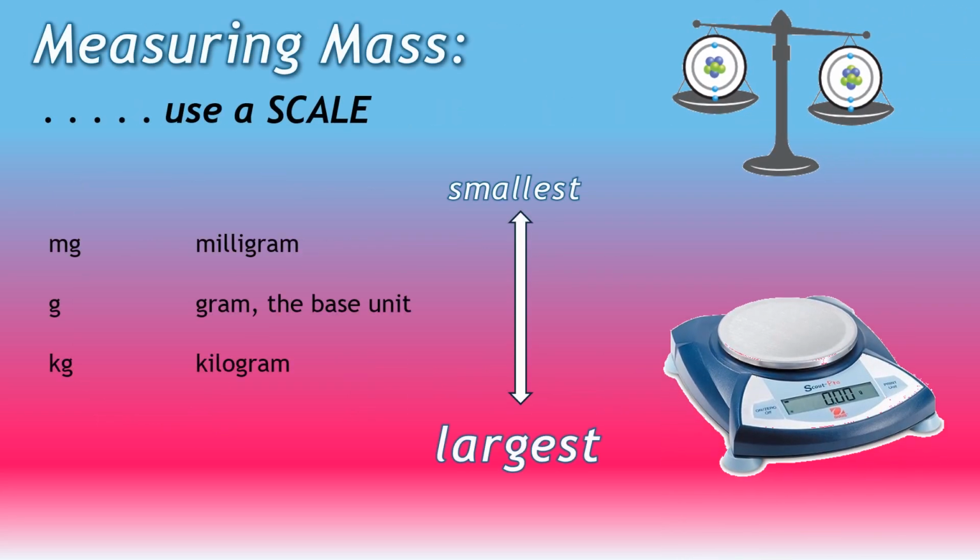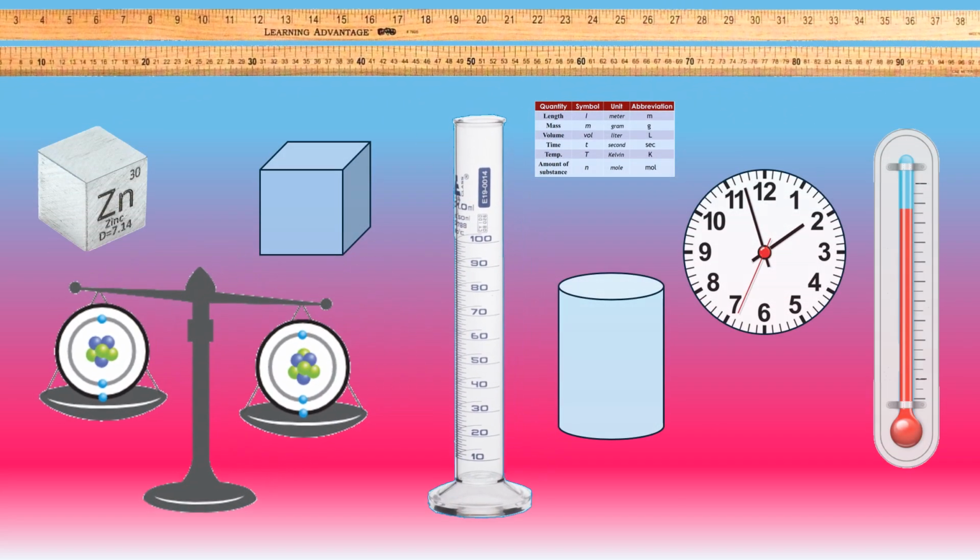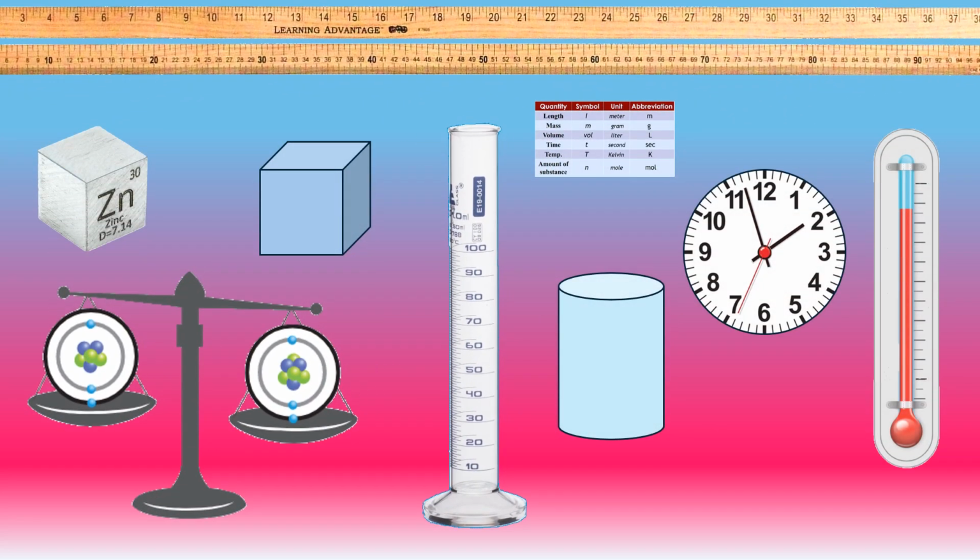We're going to measure mass. We use a scale, a balance, electronic balance, with the units ranging from smallest to largest, from, let's say, milligrams to kilograms. And of course, if we wanted to measure temperature, we'd use a thermometer. If we wanted to measure time, we'd use a clock. That's fairly straightforward.